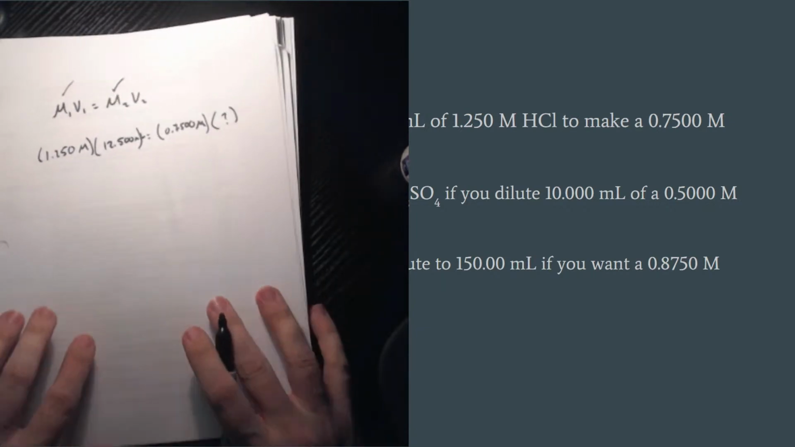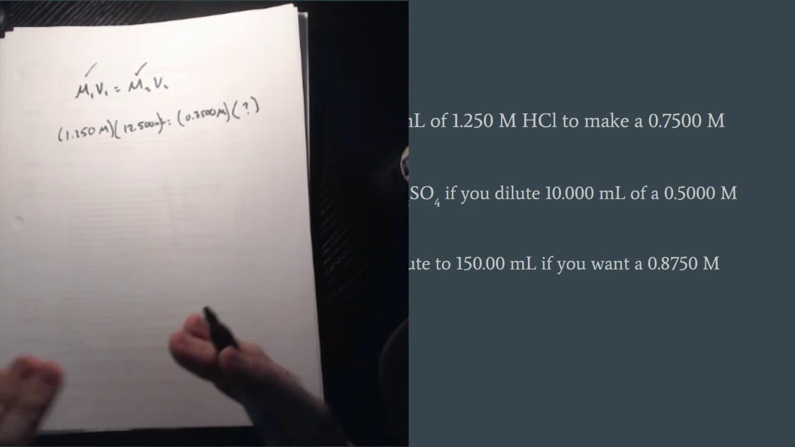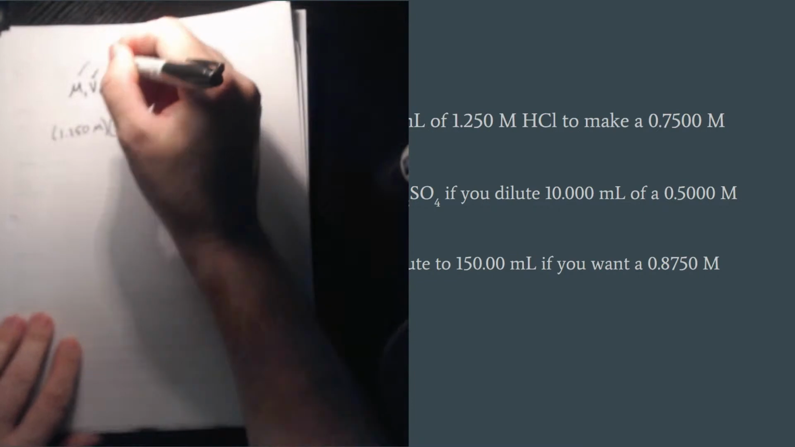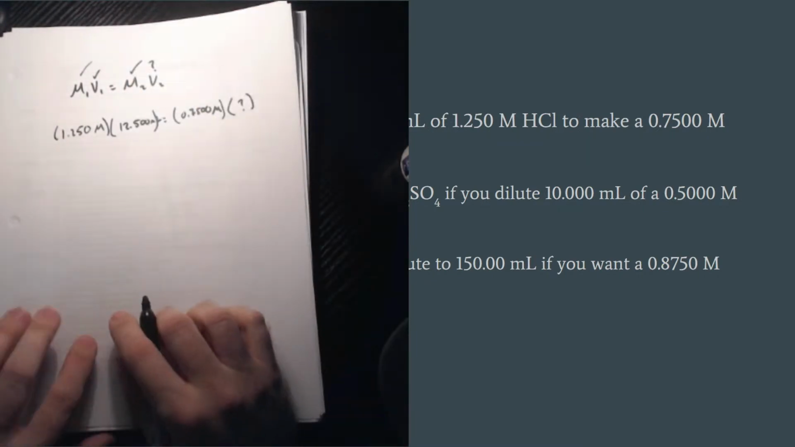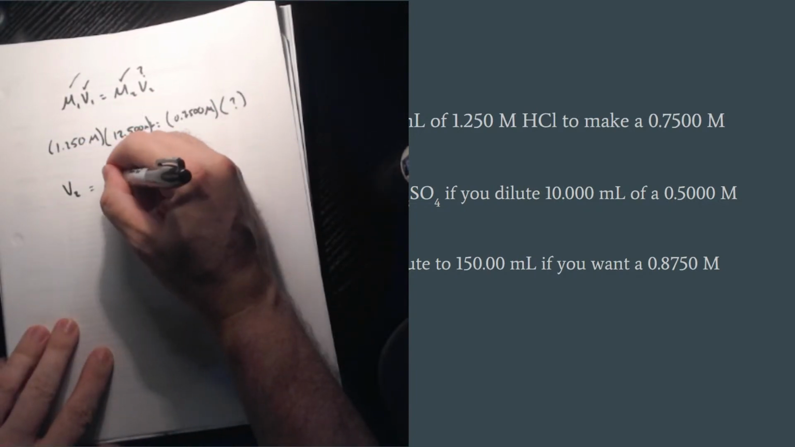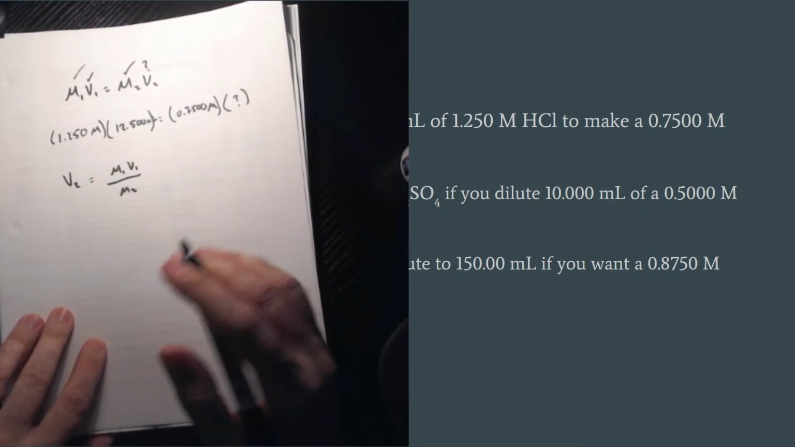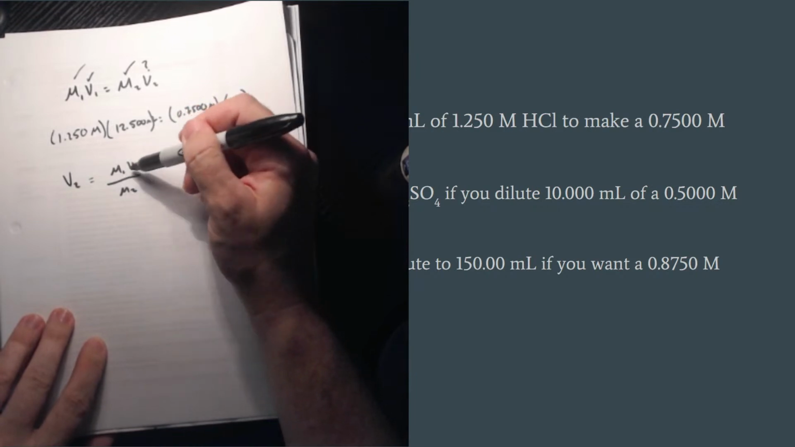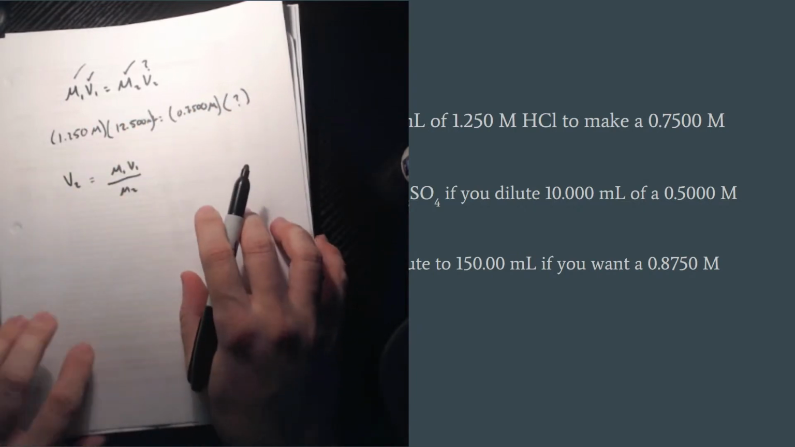Now the great thing about these problems is that you don't have to convert back to liters, because the units will all work out no matter what you do. So we know our initial and final concentration, we know our initial volume, we're looking for our final volume. So final volume is equal to M1V1 over M2. That's why we don't have to worry about converting our units. Molarity divided by molarity cancels out, leaving you with units of milliliters.